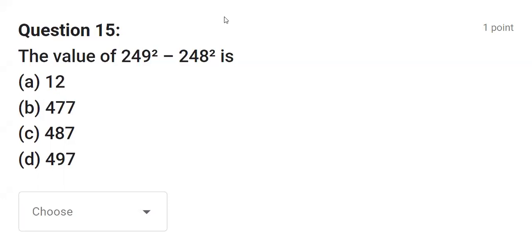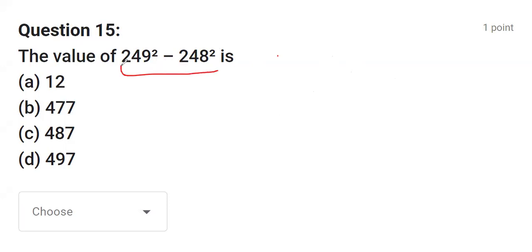In the next, that is question number 15, we have to find the value of this. Make sure in the examination they will also ask you to use an appropriate identity. And here you cannot find the square of this and the square of this and subtract. Even if you go by this method and you get the right answer, if it is not an MCQ, you won't get marks.